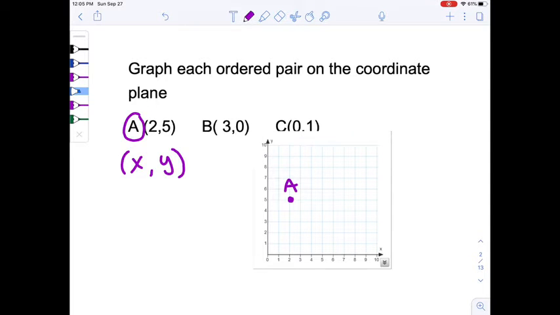Letter B is 3, 0, which means we're going to go to the right 3, up 0, and label that as B. And then letter C is 0, 1. So we go to the right 0, so we stay at 0, go up 1, plot our point, and label.